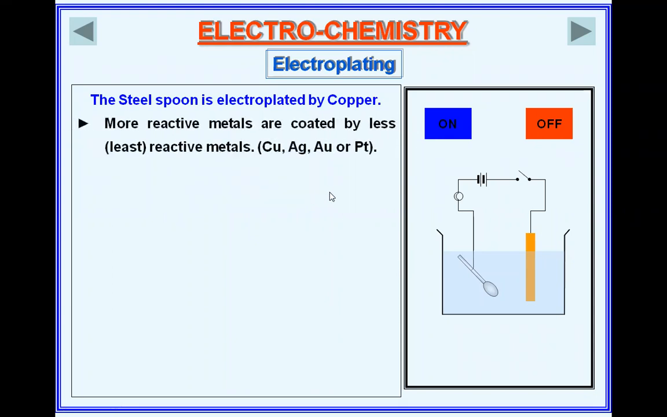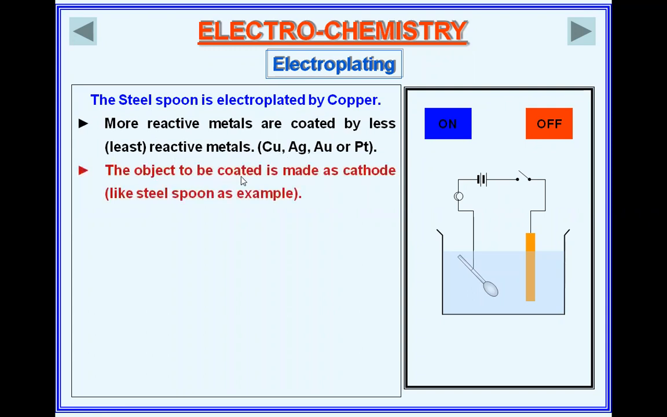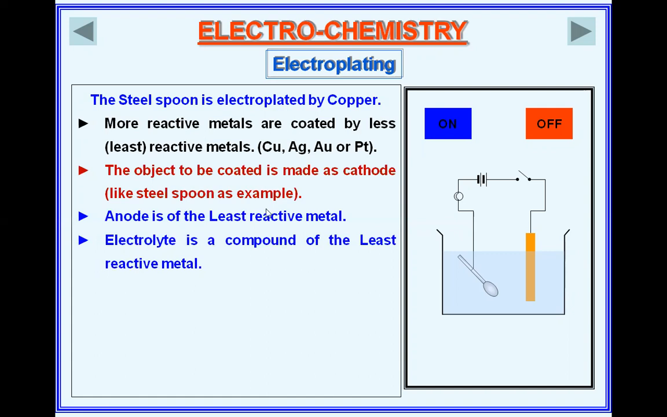So what should the conditions be? More reactive metals are coated by less or least reactive metals like copper, silver, gold, or platinum. The object to be coated is made the cathode, like a steel spoon, for example. The anode is of the least reactive metal like copper. The electrolyte is a compound of the least reactive metal like copper. Since the metal is used as anode, copper sulfate solution should be used as the electrolyte.